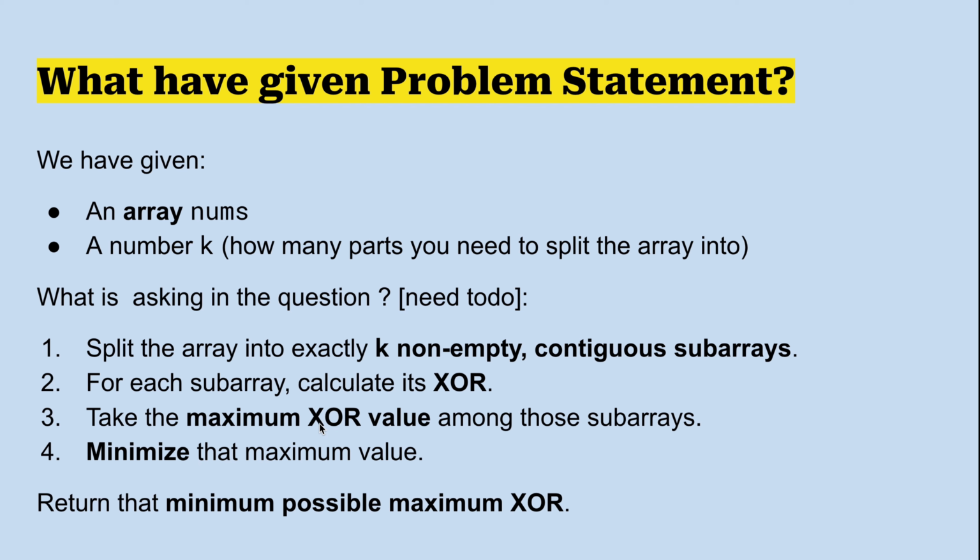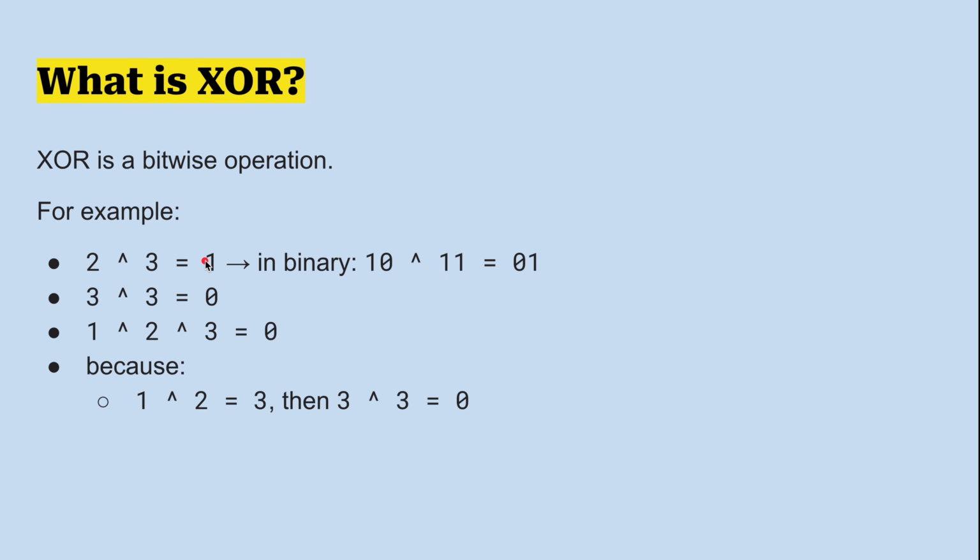We are given the array nums, and we have to split it into k parts. Then understand what XOR is. XOR is a bitwise operation. As you can see, if we do 2 XOR 3, we get 1. In binary, 2 is represented as 1 0 and 3 as 1 1, so if we do the bitwise operation, we get 0 1.